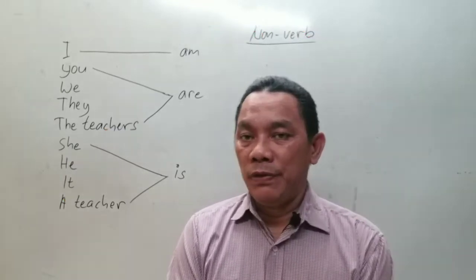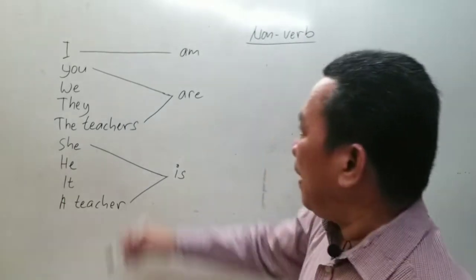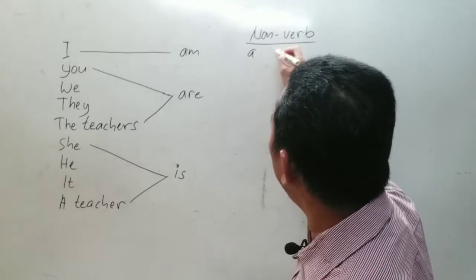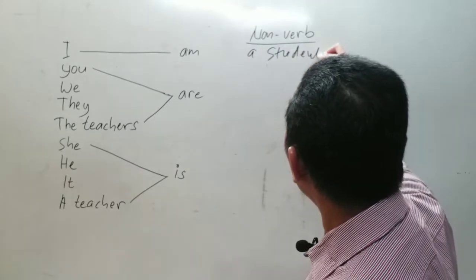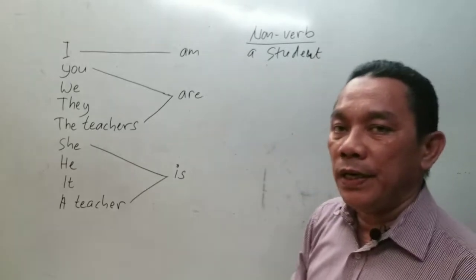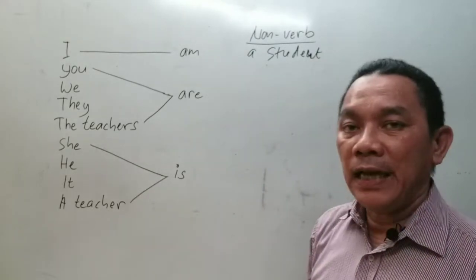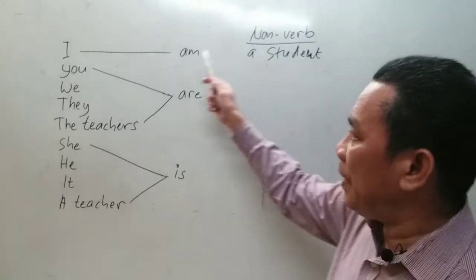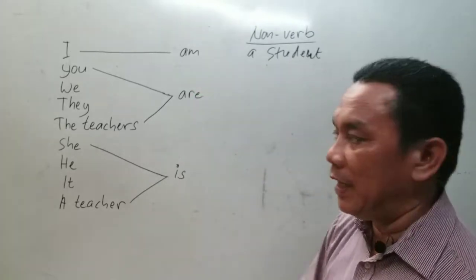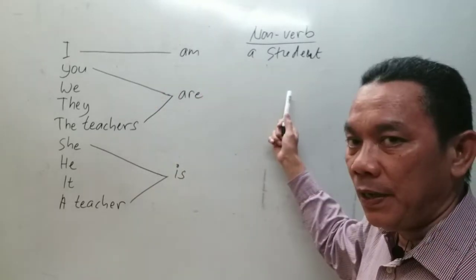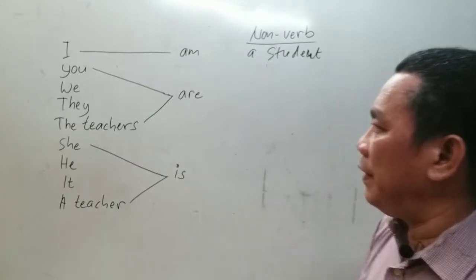Now let's go to the board. For example, I use, let's say, I am a student. I am a student. A student is a noun. This is non-verb, okay? So that's why I use to be in the sentence. I say, I am a student, okay? Now, let's go again to the next example.